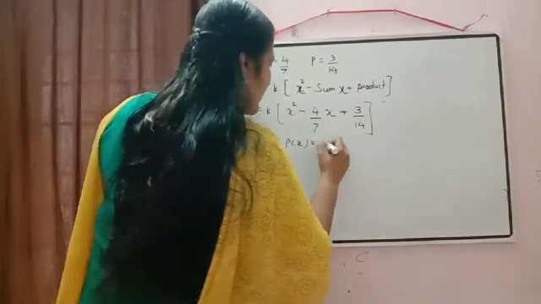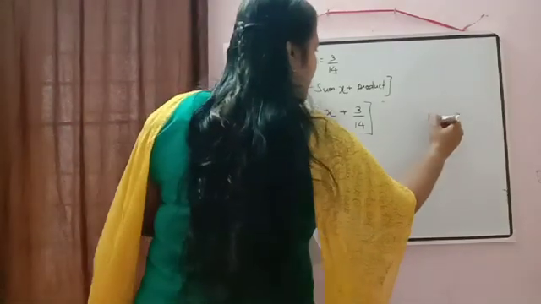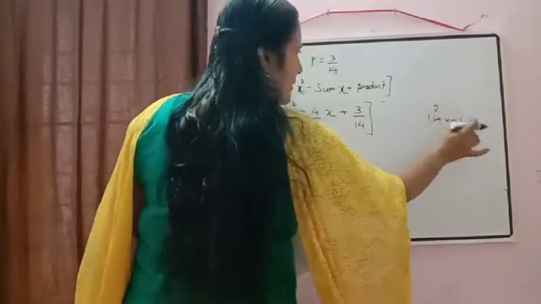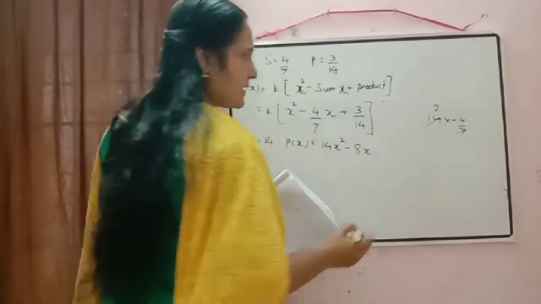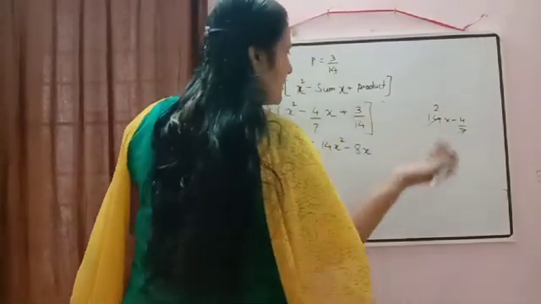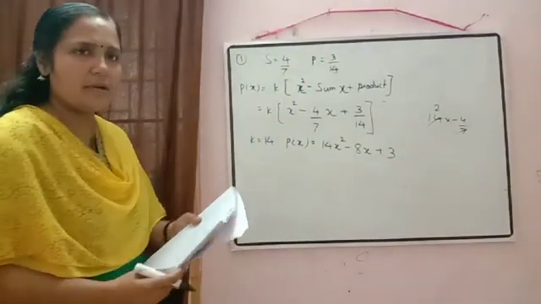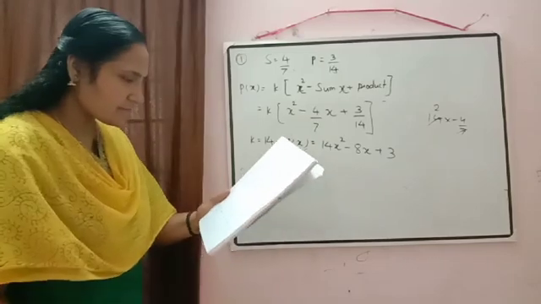14 into x square will be equal to 14x square. Just do the multiplication here. 14 into minus 4 by 7x. So this one, 7 2s are 14. 2 into minus 4 will be equal to minus 8x. And then here 14 into 3 by 14. 14 and 14 will get cancelled. Remaining it will be equal to 3. Clear? Okay. Then next one.